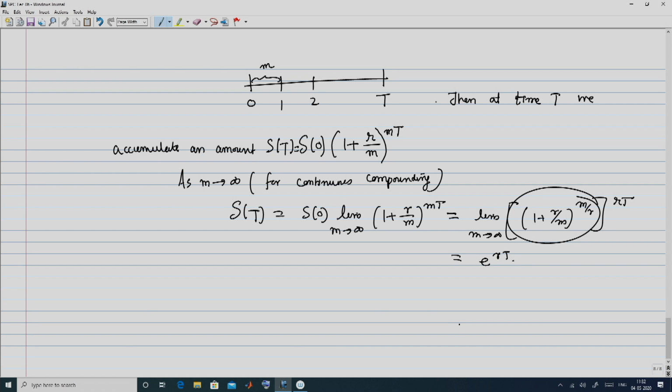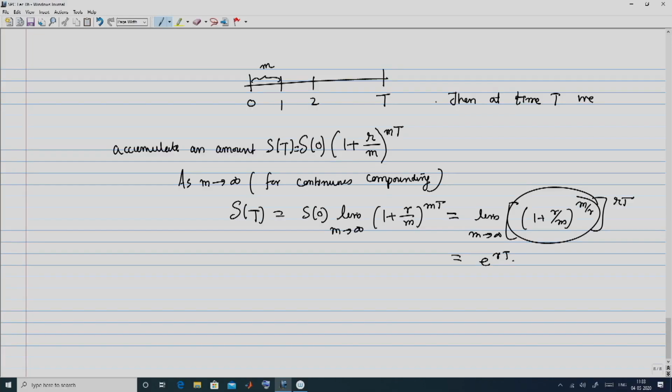Now, here I took t to be some fixed number of years, but it is true in general for any other time point. So, that means that if your r is the interest rate, and you start off with an amount of S0, then you can see that at time small t, your S of t is going to be S naught into e raised to r of small t.